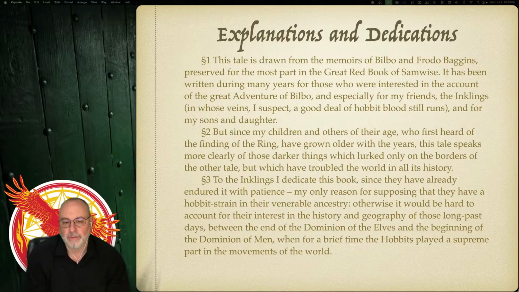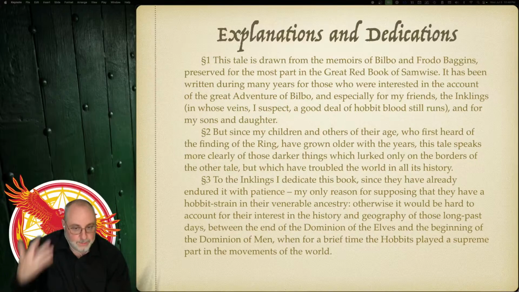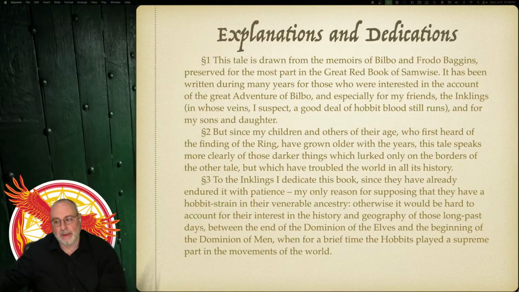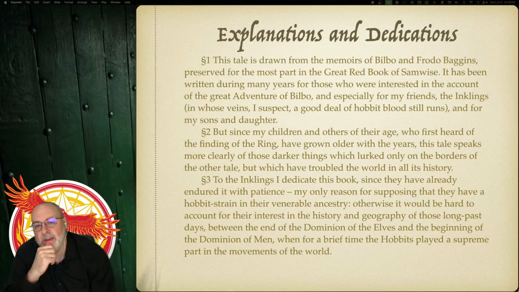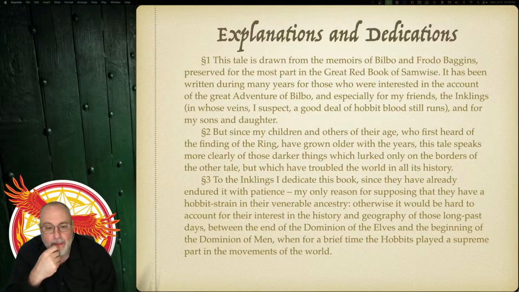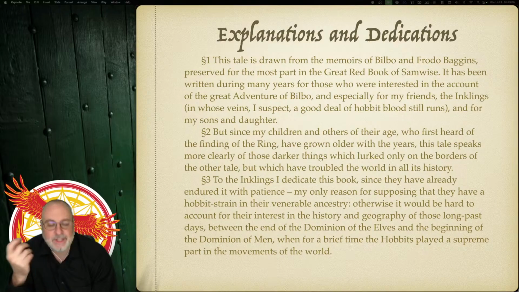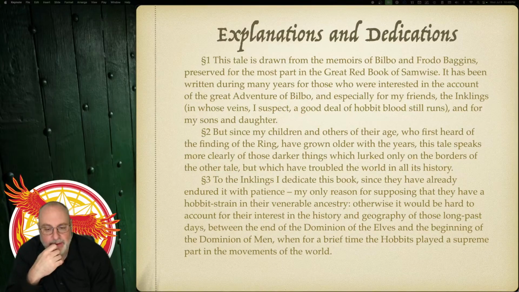Lines are definitely blurred a little bit here, Maureen, I think. We can still see the evidence of the frame's presence. And as I say, that will become more clear. The Inklings thing, too. Like, they've already endured it with patience. Again, that could be done with a translation. In fact, that was the kind of thing that would be read to the Inklings. But still, it at least runs the risk of blurring the lines there also a little bit.